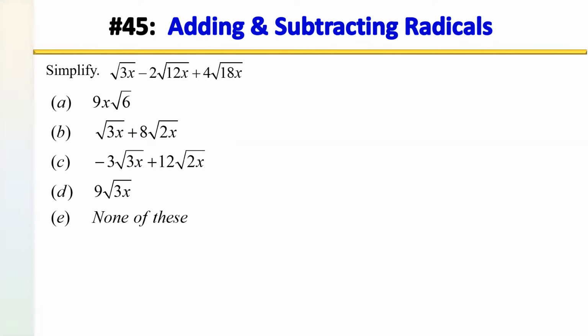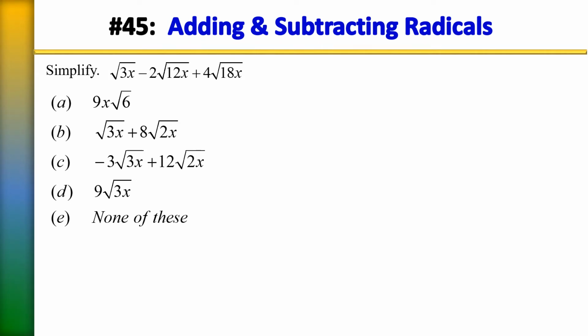Number 45, simplify. So what is the correct answer? Choice C. That is correct. All right, so here we are adding and subtracting radicals. So remember, you cannot add or subtract unlike radicals. So if you look at the radical expression right now, you cannot add or subtract it the way it is now.